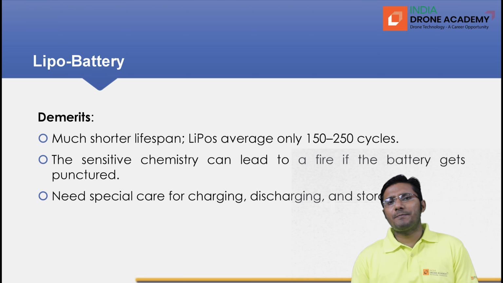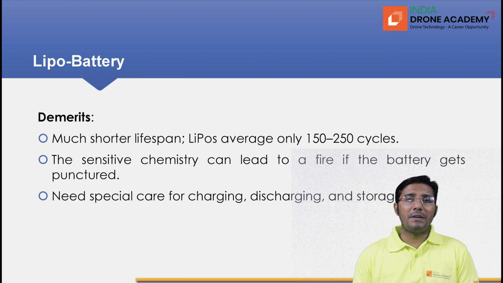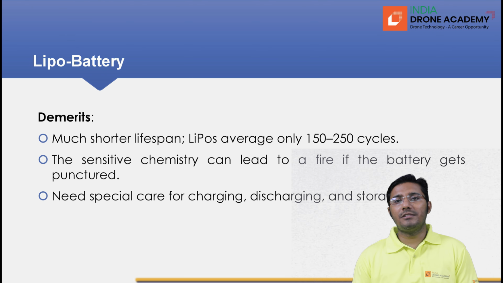Demerits: shorter lifespan. LiPo batteries average only 150 to 250 cycles. The sensitive chemistry can lead to a fire if the battery gets punctured. They need special care for charging, discharging and storage.